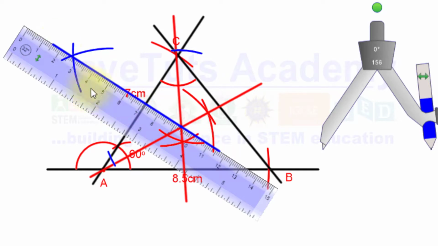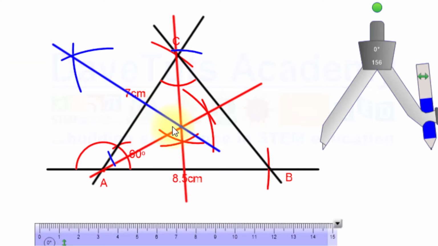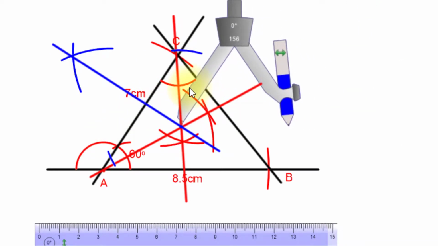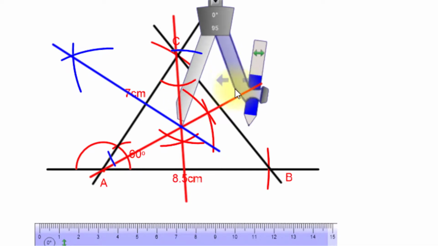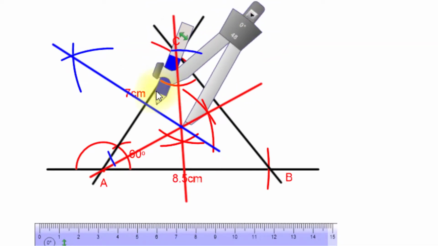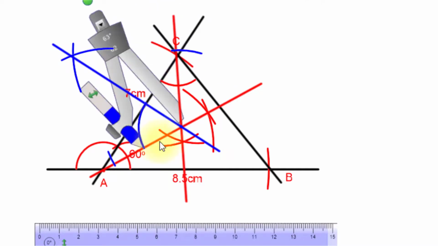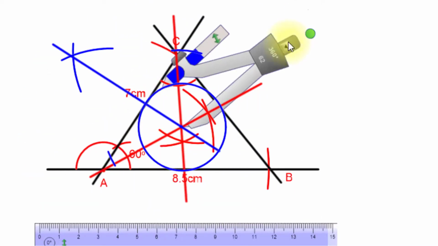Now, from the side of the triangle to the incenter is going to be the radius of the circle that we're asked to construct. So I can now take my compass to the center like that and just bring the pencil side to that side of the triangle and complete the circle, and our work is done.